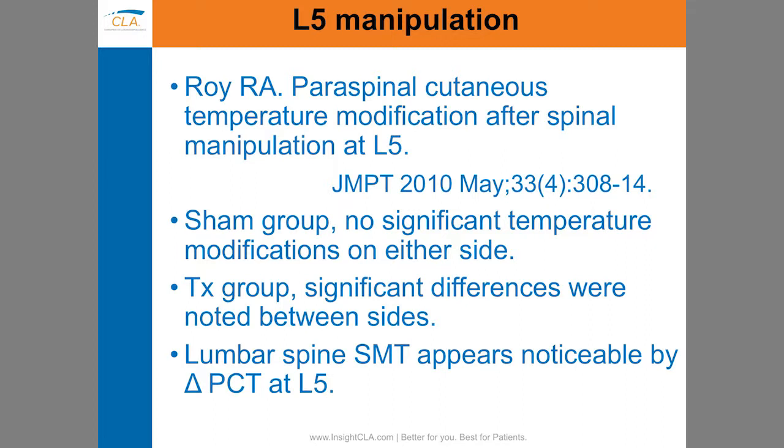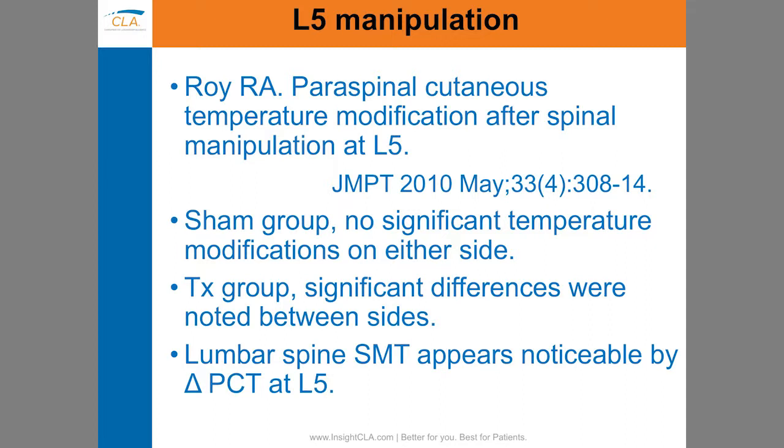I threw this in just at the start because we're going to go into some studies and some other things. This was a study by Roy out of the Quebec Trois-Rivières School, and it was paraspinal cutaneous temperature modifications after a spinal manipulation at L5. It's a relatively recent study. They did a sham group, and they actually did this one in manipulation, and they did a follow-up using activator.